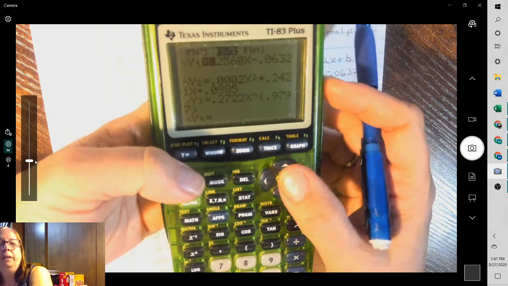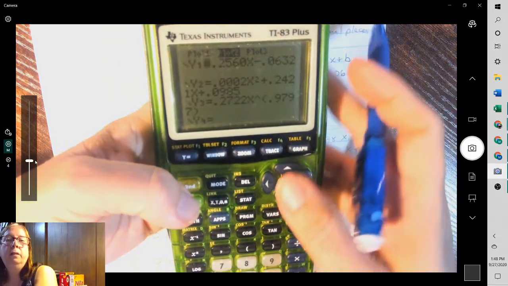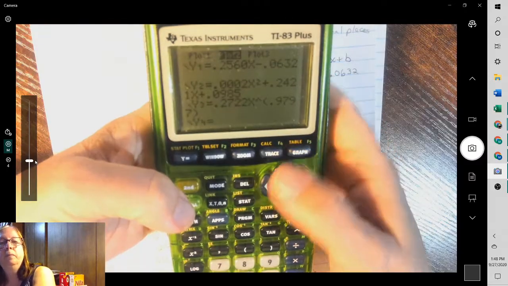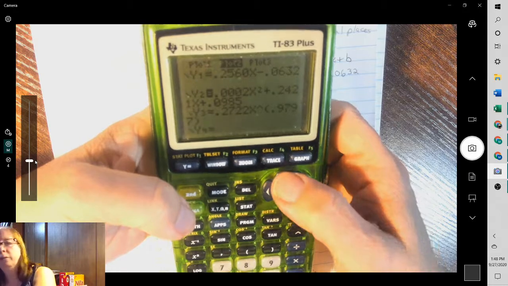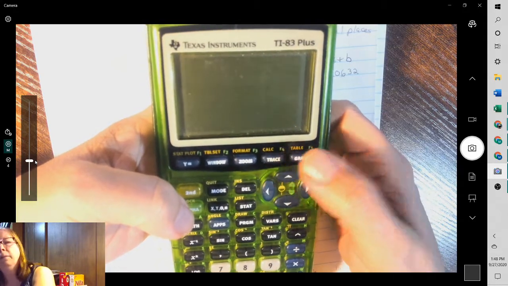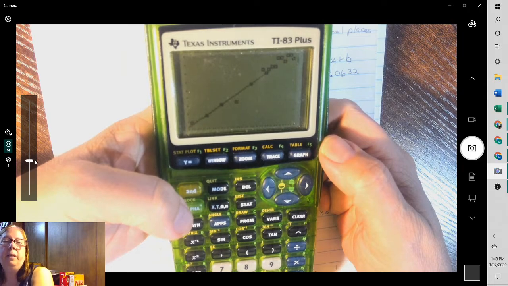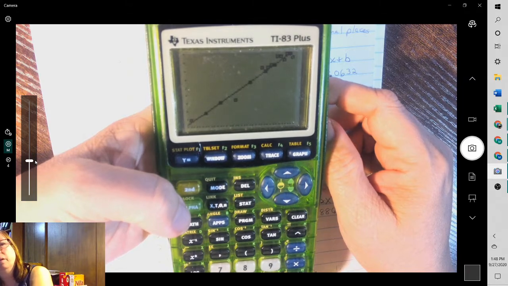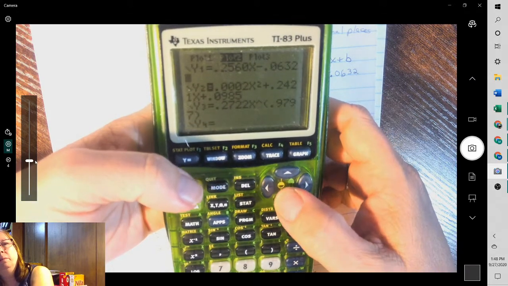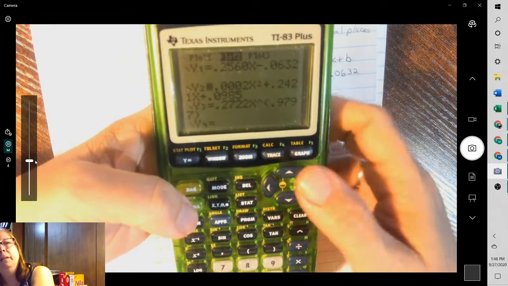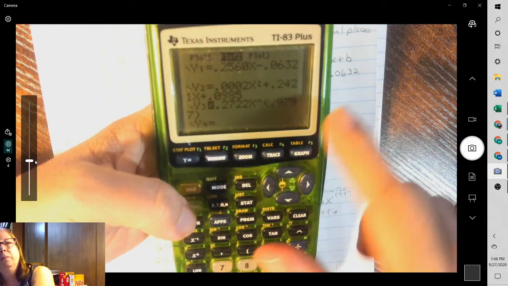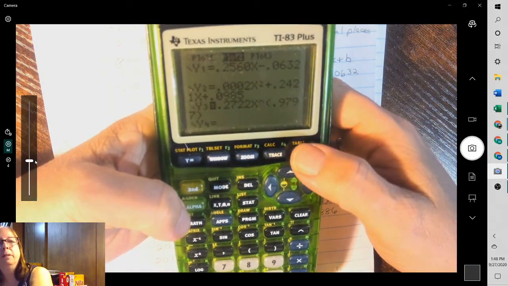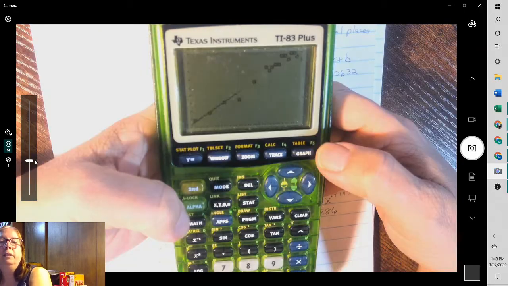If I go back into Y equals and I unhighlight that one and I go down, I already typed in the quadratic x squared one. So I'm going to hit enter. So now notice it's highlighted. Hit graph. And there it is. See, it bends a little bit. You can see a little bit of a bend right in here. And the other one. So if I get rid of this highlight and go down to the next one, this one's the power function. Hit graph. And there's the other one.